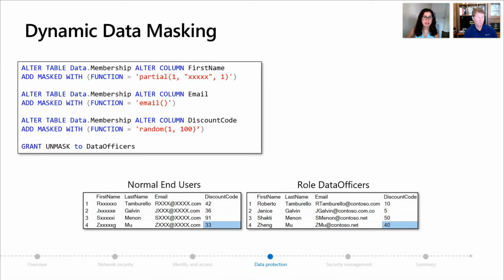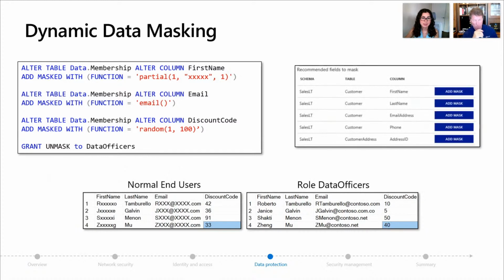And there is one more thing that you get in Azure SQL that you don't get in the on-prem space, and that is this idea of getting recommended fields to mask. So what you can see here is just a screenshot from the Azure portal where you actually go into that dynamic data masking blade, and there are some recommendations for you of what we think you should mask. So what type of sensitive data you should mask.